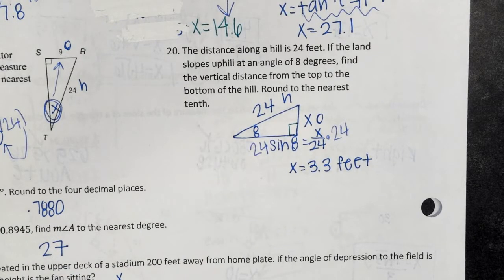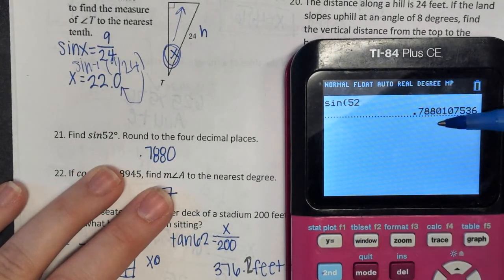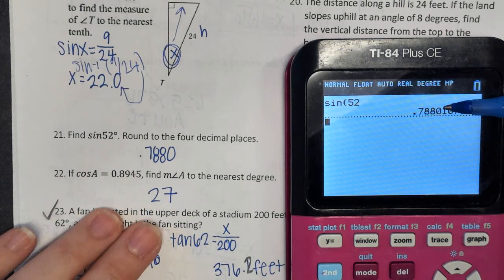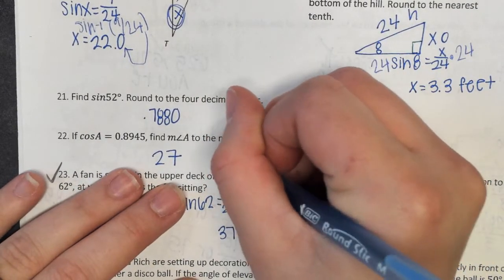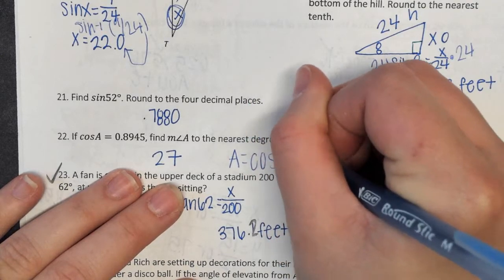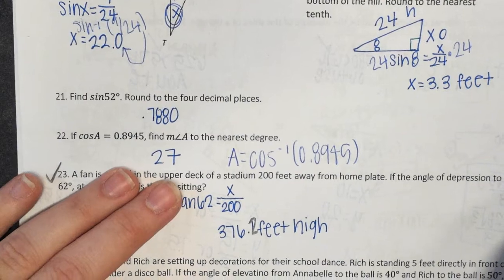Okay, number 21 and 22 are just plugging these into your calculator. So sine of 52, and it wants you to round to 4 decimal places, so it cuts off here. And then cosine of A, it wants you to find A, which means you have to take the cosine inverse of 0.8945. So plug that in your calculator.